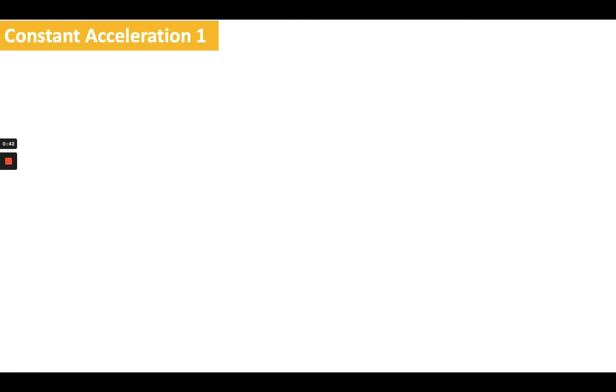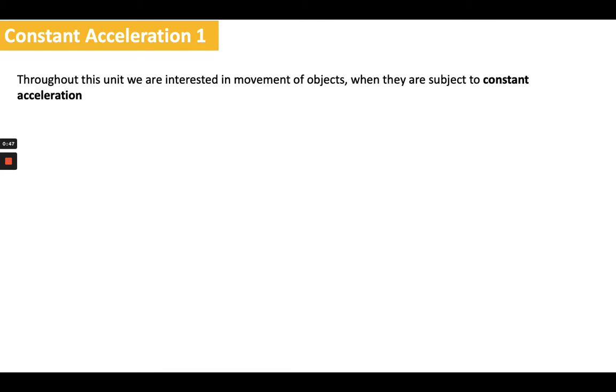Now, before we get properly stuck in to the work, there are a few things we need to go through just to make sure our base knowledge is there. First thing to say is that we're interested in movement at this point. This is a mechanics unit, and we're interested in the way in which things move when they're subjected to constant acceleration, as I've said. We're going to begin using some of the assumptions we learned in the last unit, so it's important we have them in our minds.